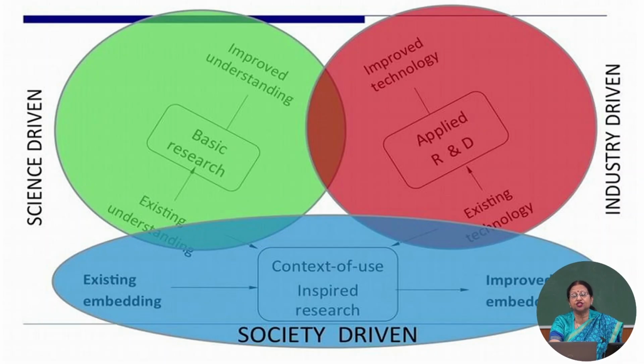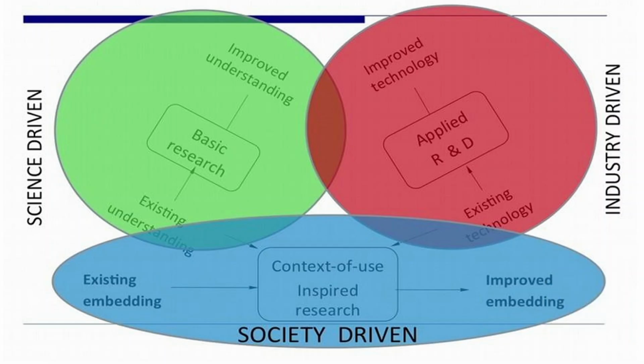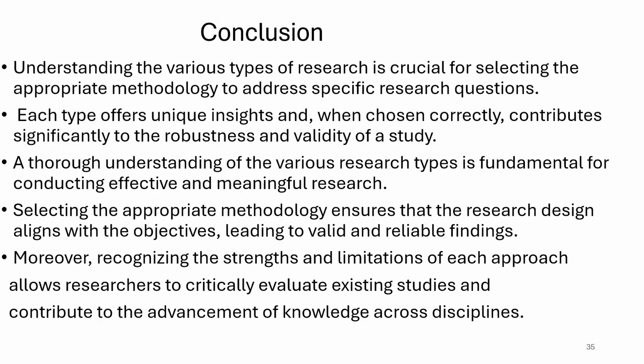And this slide I had shown earlier, where it shows that research is driven by three main factors: science, society, and industry. So I will not explain this anymore. I have already discussed this slide in the past, and it is very relevant for a researcher to understand which category he or she wants to do research in.